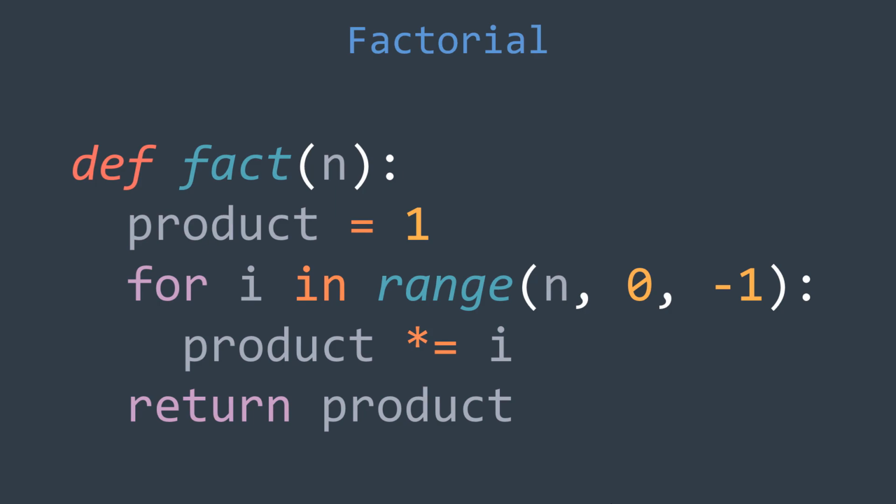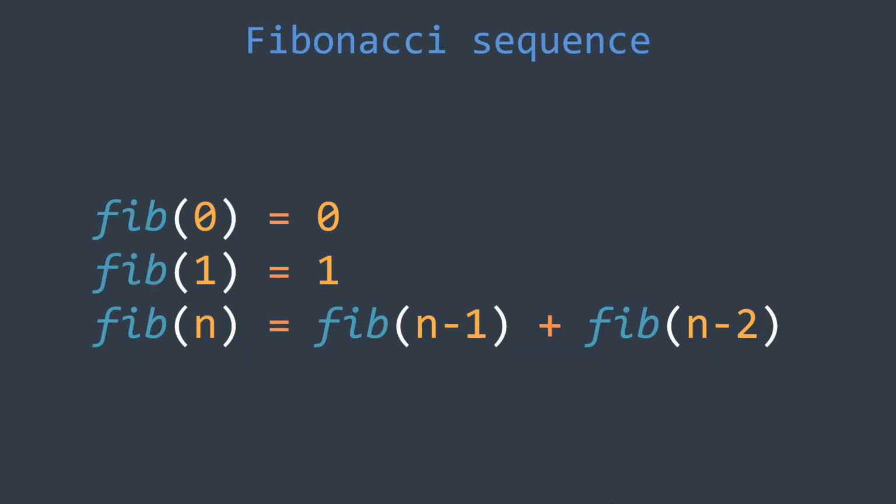The second example is even worse, the Fibonacci sequence example. In the Fibonacci example, we want to get the value of the nth term of the Fibonacci sequence, where the nth term is the sum of the two previous terms.